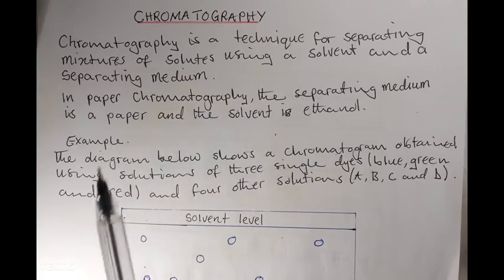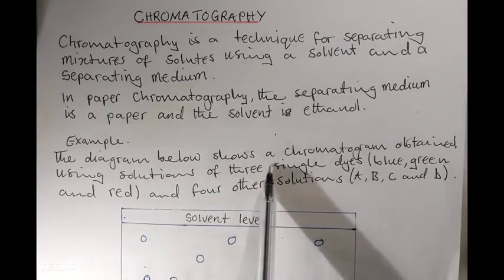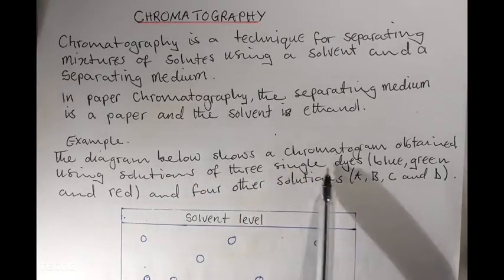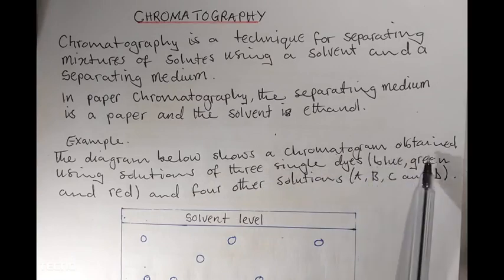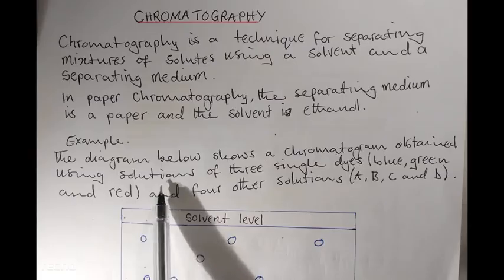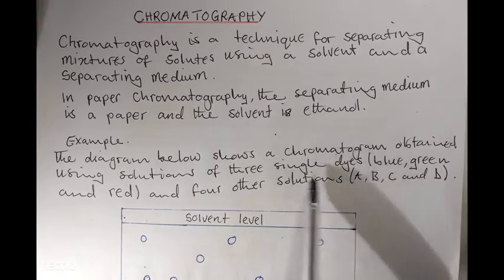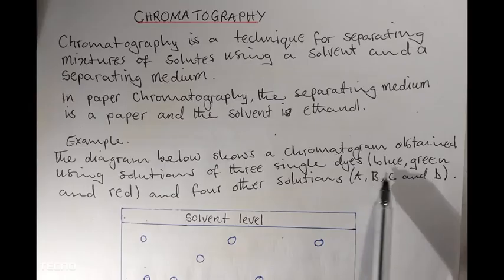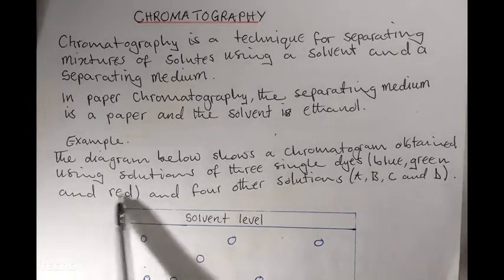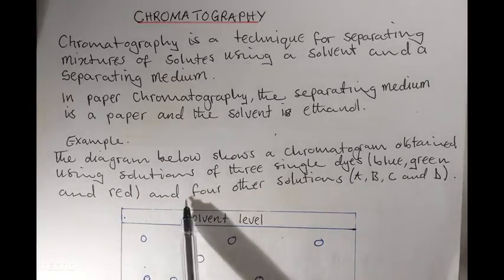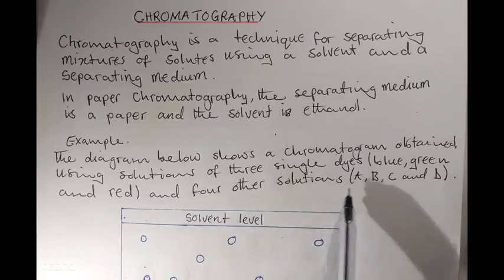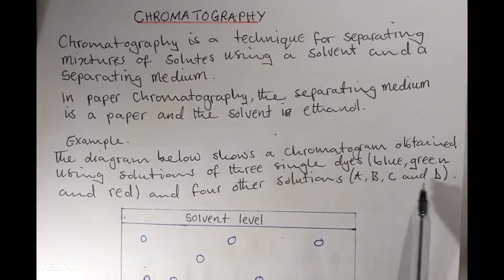Now let's consider this in the form of an example. The diagram below shows a chromatogram obtained using solutions of 3 single dyes. These 3 single dyes are blue, green and red, and there are 4 other solutions, which are A, B, C and D.